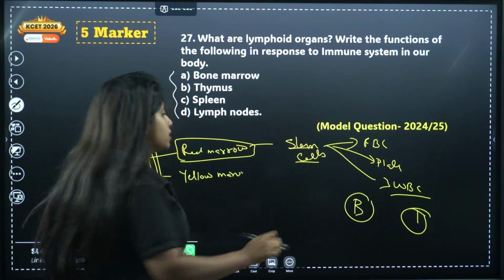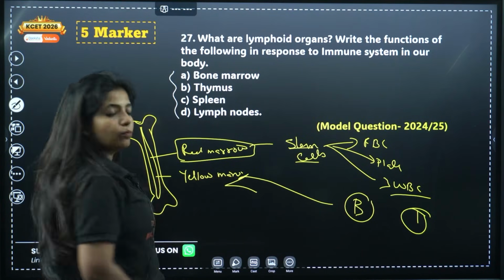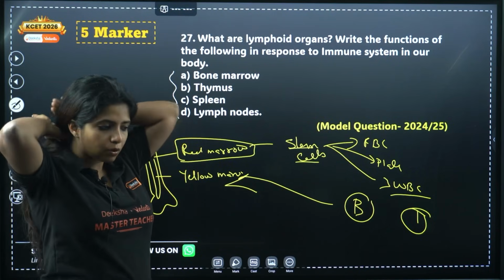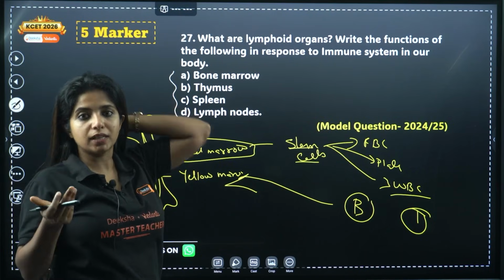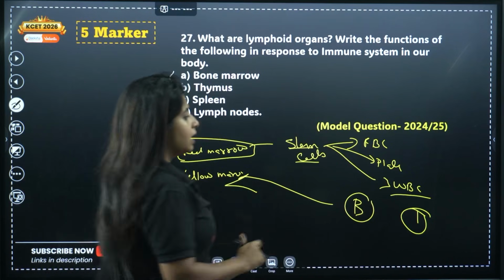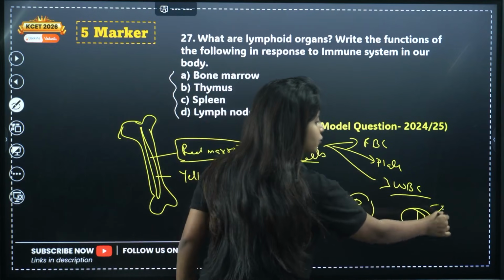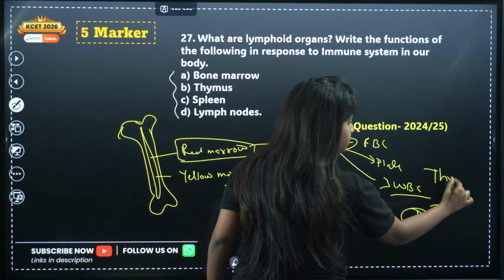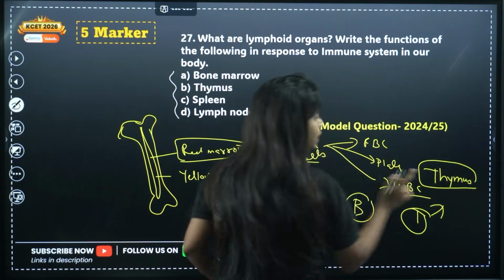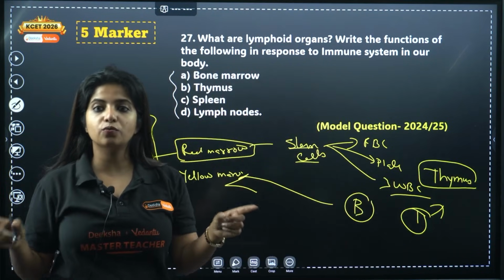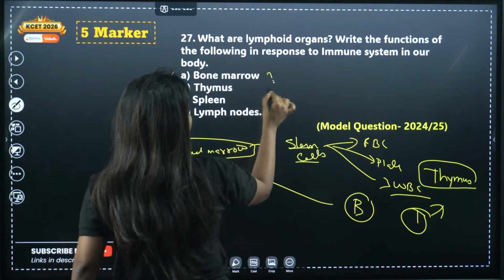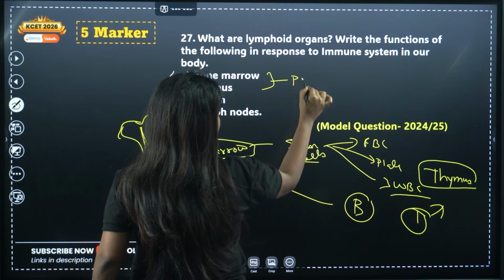B lymphocytes mature here itself, in the bone marrow itself. They become sensitive to antigen. That means they know which antigen they have to be sensitive to. Now T lymphocytes mature in the next organ, which is known as the thymus. And since both of these places are the ones where they are getting matured and becoming antigen sensitive, together we call them the primary lymphoid organs.